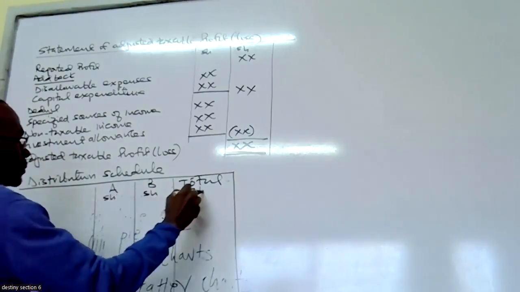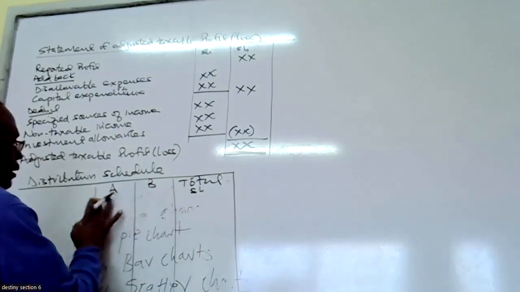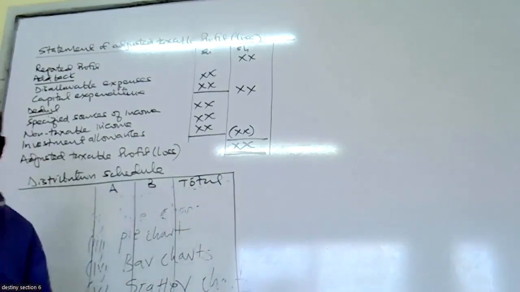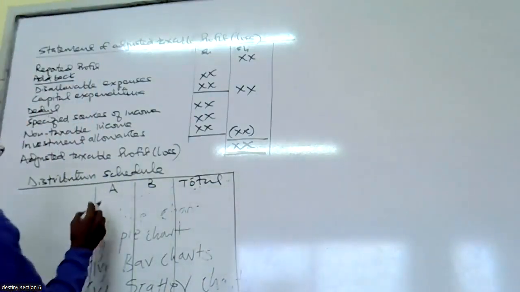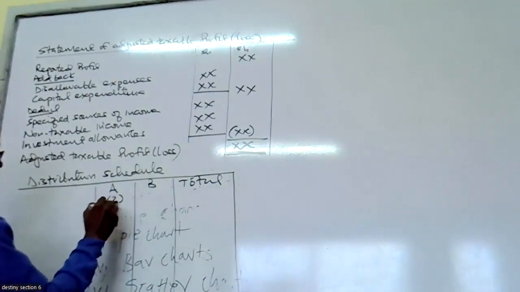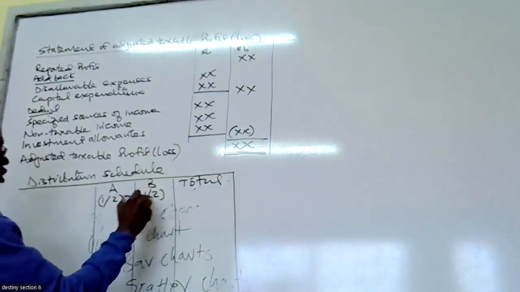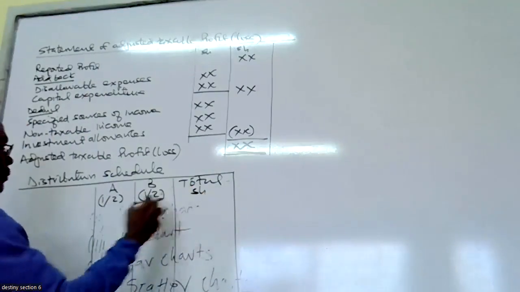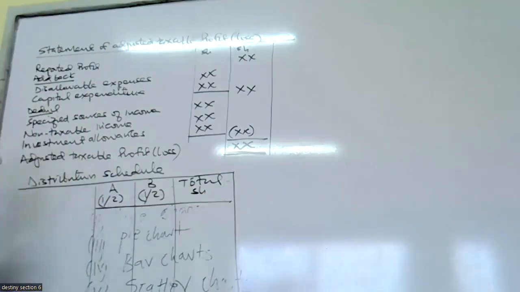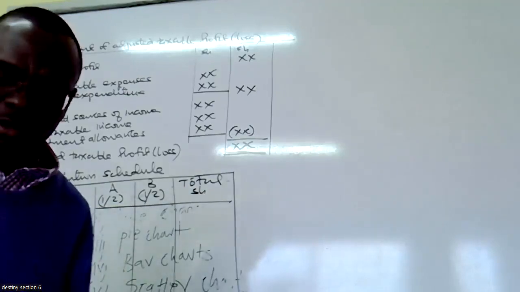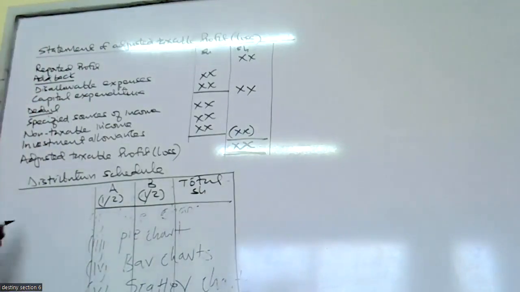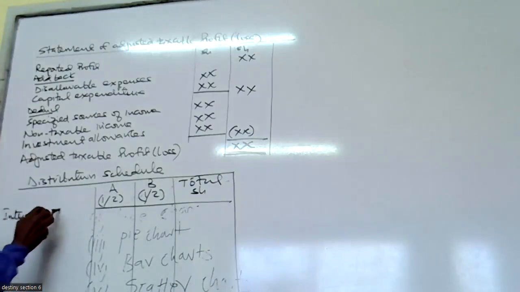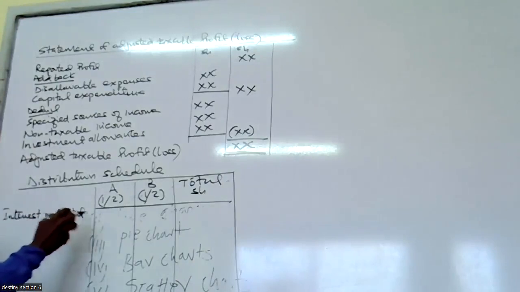Before we look at shillings, we also assume in our illustration that the partners share profits and losses equally. So half, half, they share equally. Then you do what we call allocation. You allocate to the partners any payments that they had received. So they had received interest on capital. So interest on capital is allocated.